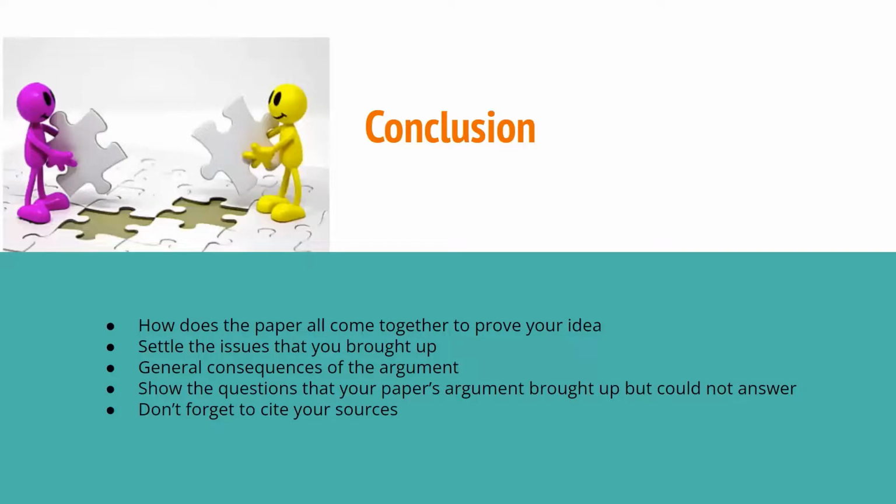And then think about your conclusion. How are all these puzzle pieces coming together? How does your paper come together to prove your point? You're going to sum it all up in your conclusion. Then settle the issues that you brought up. Make sure that you answered all of the questions or issues that you brought up. And then the general consequences of the argument. Show the questions that your paper's argument brought up but couldn't answer because you couldn't find anything on that. And don't forget to cite your sources.